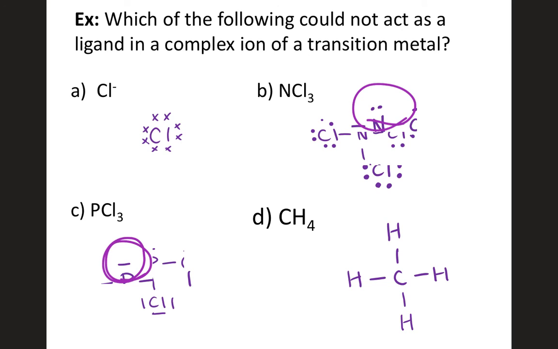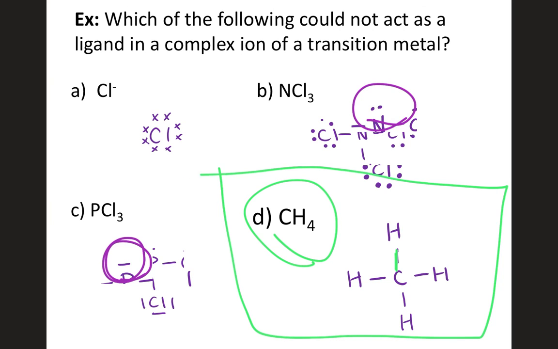But there are others where we really don't have any options, like nothing to donate whatsoever, is in the CH4. All the electrons are trapped up in these single pairs. So what are we going to have available to donate? You don't donate bonded pairs. There's no lone pairs here. So the only thing that absolutely could never act as a ligand is the methane, the CH4.